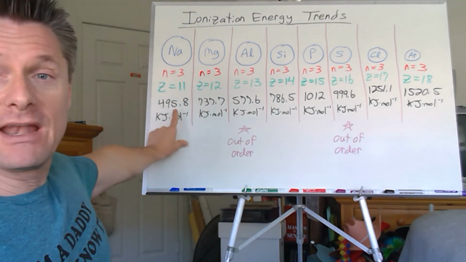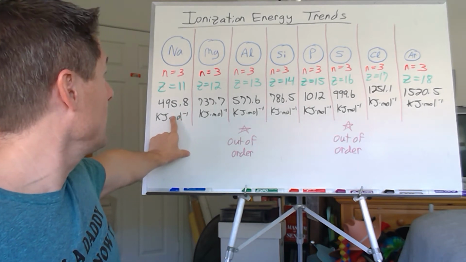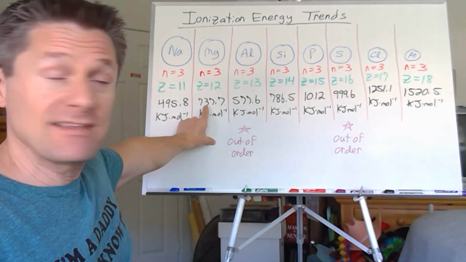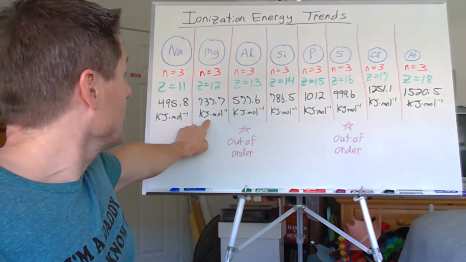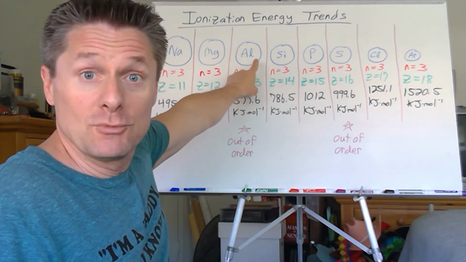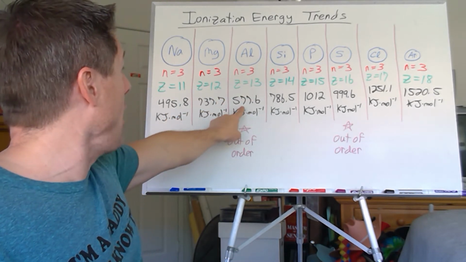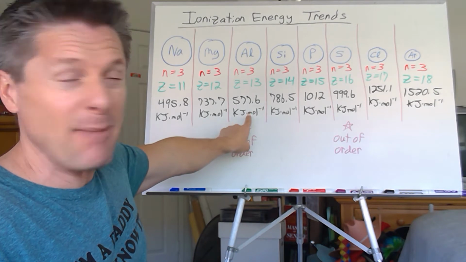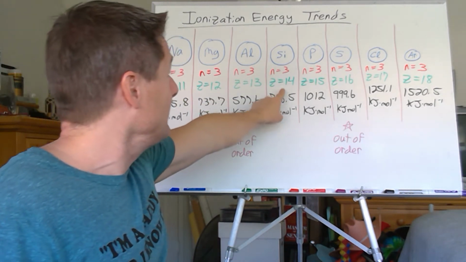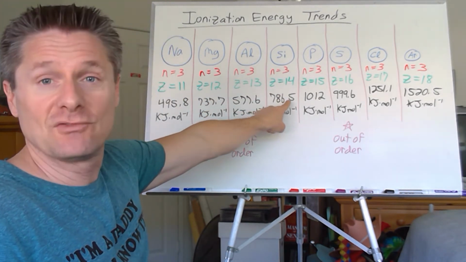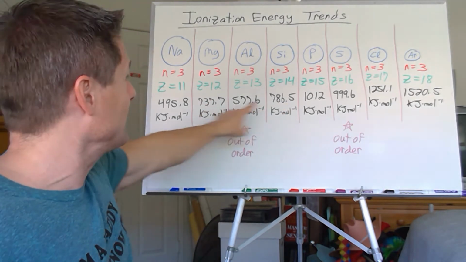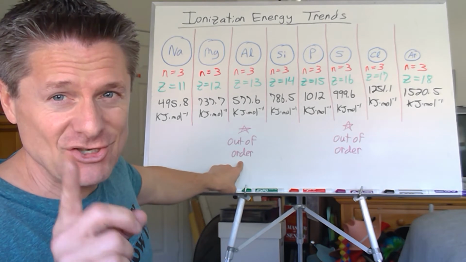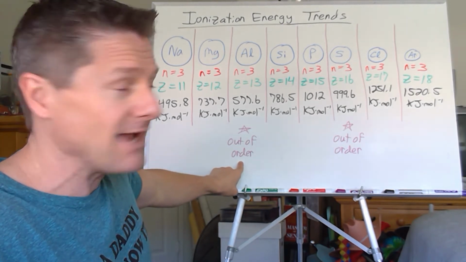Well, 495.8 kilojoules per mole for sodium. It gets smaller, goes up dramatically to 737.7 kilojoules per mole for magnesium. And then aluminum should go up, Z equals 13, but no, it went way down to 577.6. What happened there? And then silicon with Z equals 14 continues the trend to 786.5. So see that trend? Aluminum seems weird. Something's fishy. We're going to have to look at the orbital box diagram for that one.